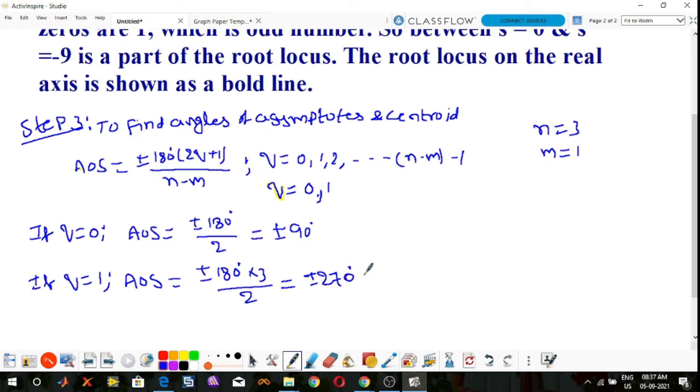And what is the total angle? Plus or minus 360 degrees. So plus or minus 270 degrees is also represented as minus or plus 90 degrees. In the anti-clockwise direction it is plus 270 degrees, while in the clockwise direction it is minus 90 degrees. So plus or minus 270 degrees, or minus or plus 90 degrees. These are the angles of asymptotes.